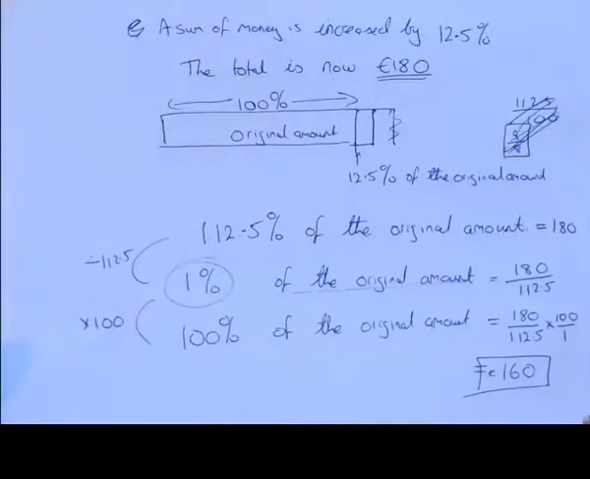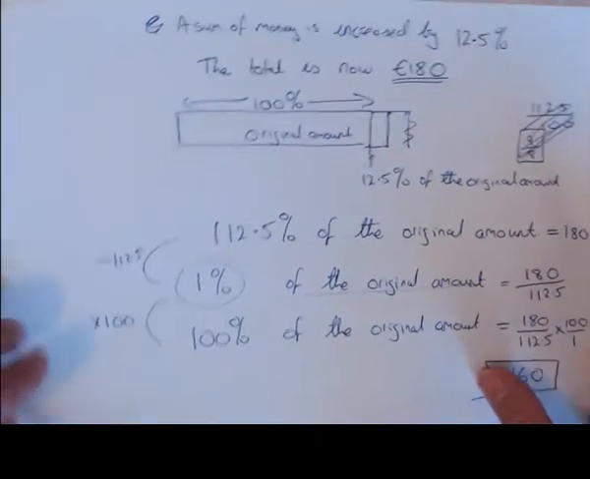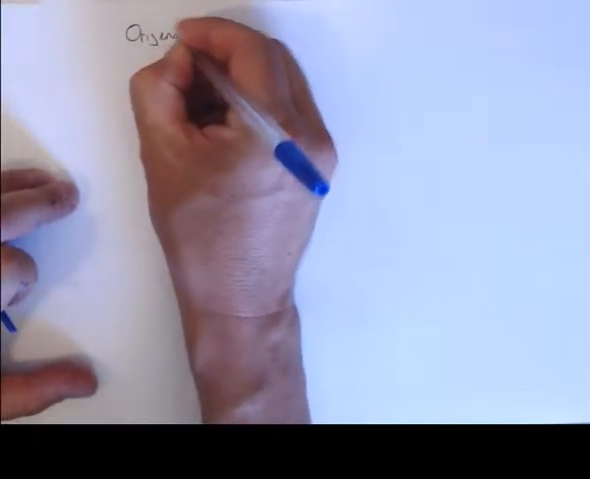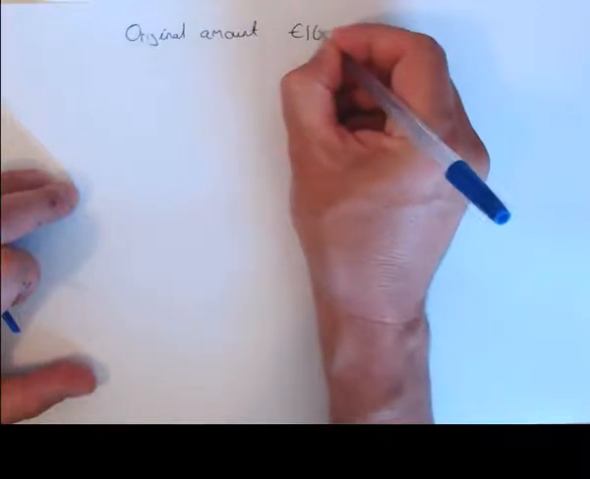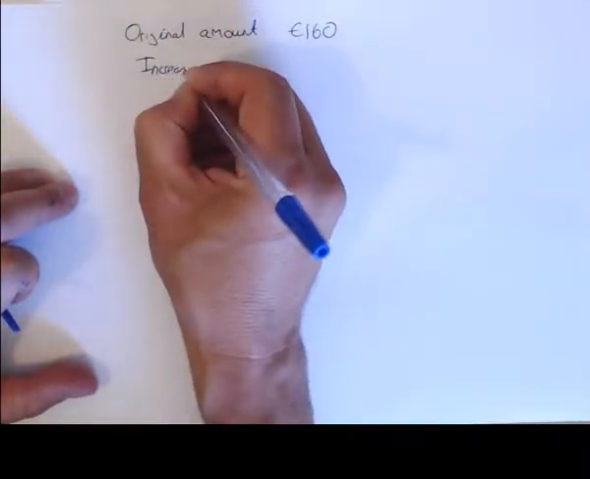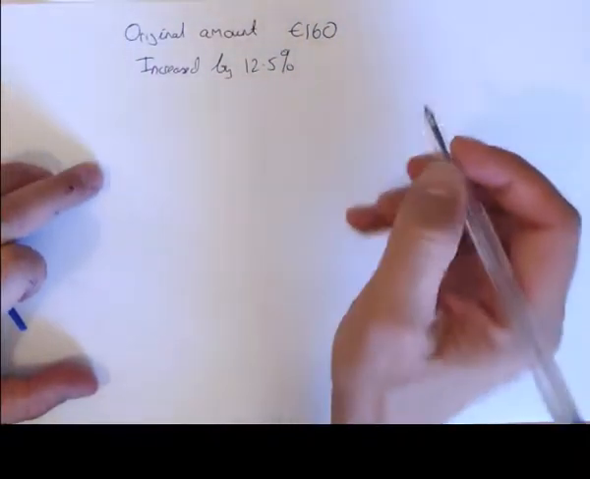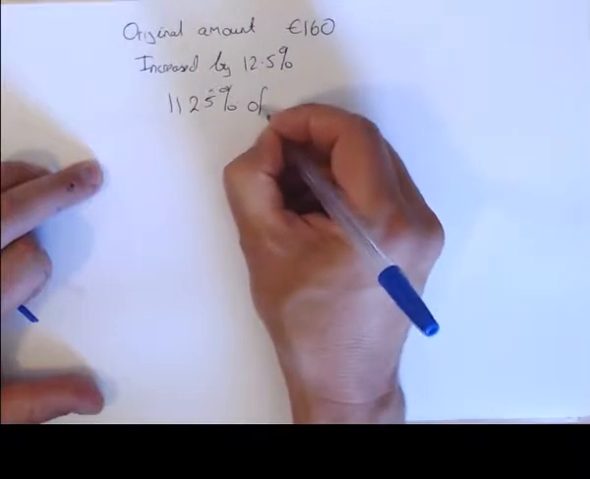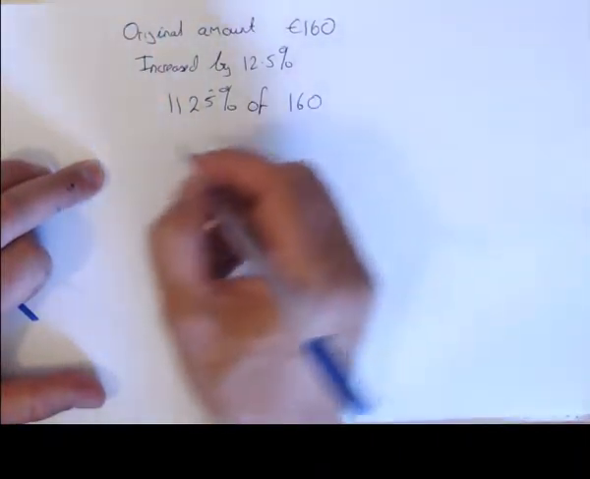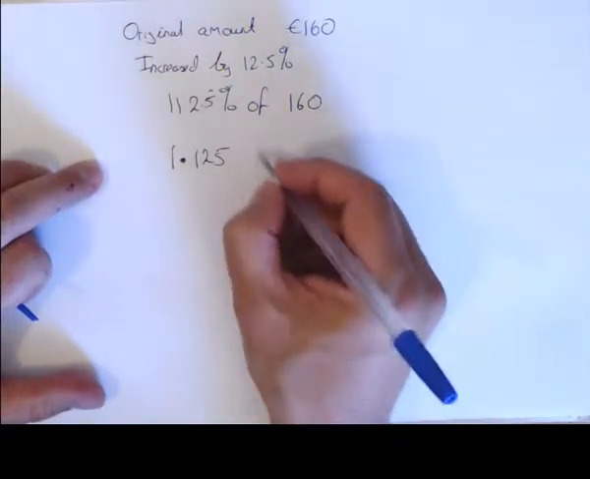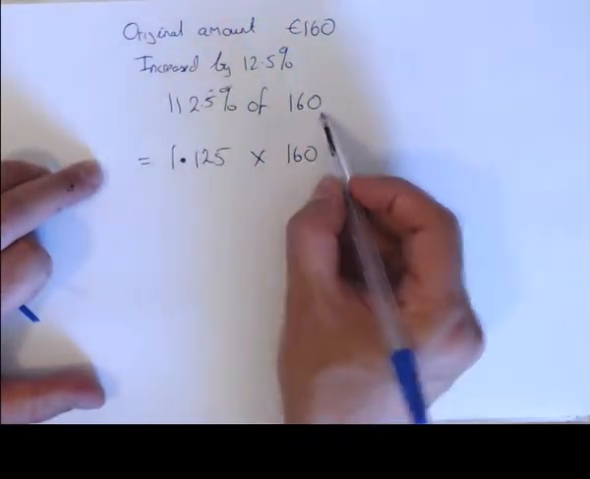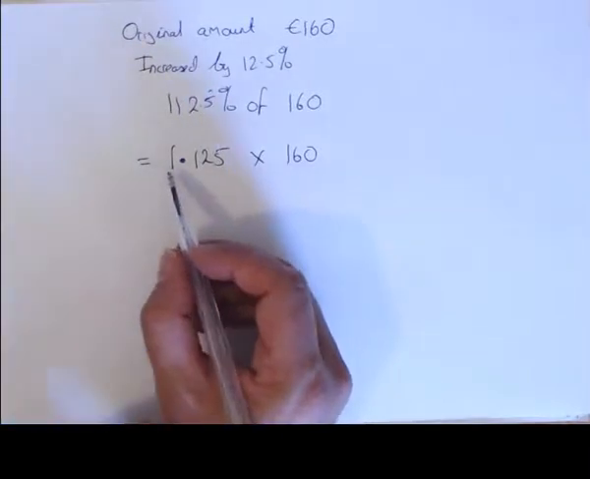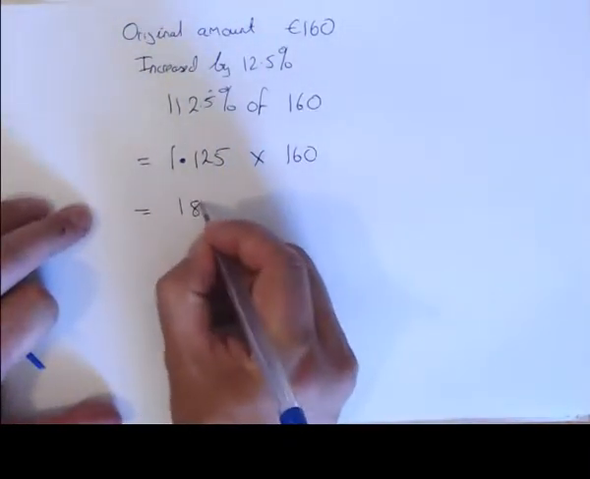Yesterday, or the second day of this week, we looked at finding the percentage. We looked at finding a question where we were told the original amount and told it was increased by a certain amount. So yesterday we had the original amount, for example, €160. We were told it was increased by 12.5%. So we now wanted 112.5% of the original amount, which is of 160. We wrote it as a decimal, 1.125 multiplied by 160. So to get 112.5% of 160, we saw yesterday that we just go 1.125 multiplied by 160, and that will give you 180.